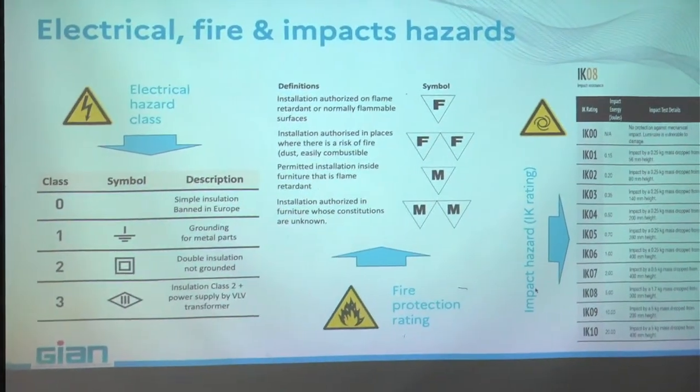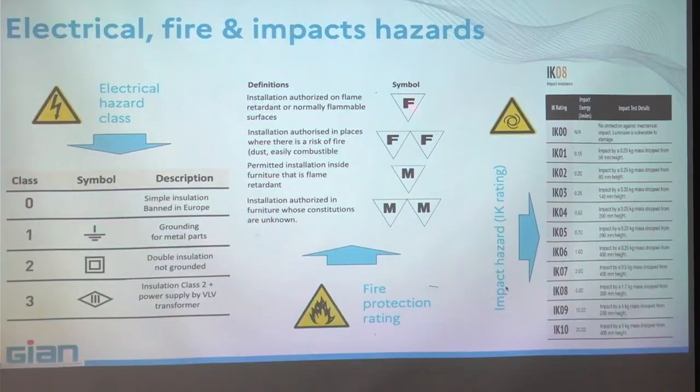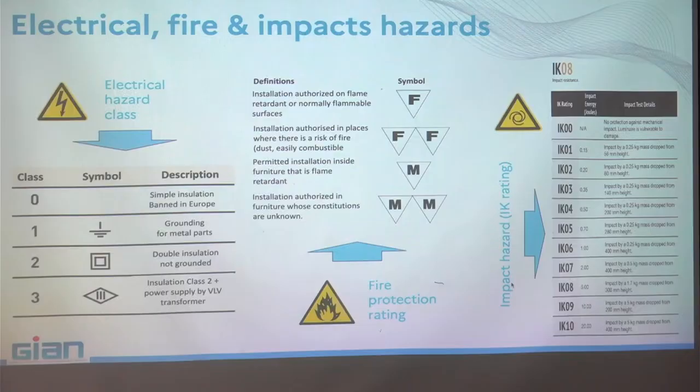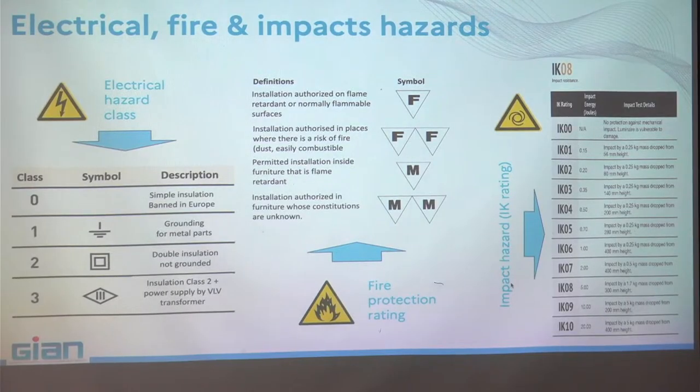Fire hazard, this is very important. You have 2 kinds of symbol, the Fs and the Ms. Usually inside buildings, like here, you don't need any fire protection. Here is just, what means that? That means this symbol means that if there is fire inside the place, the fixture has a given resistance before melting and increasing the impact of the fire.